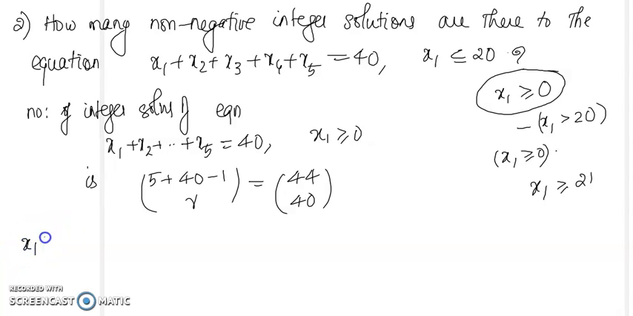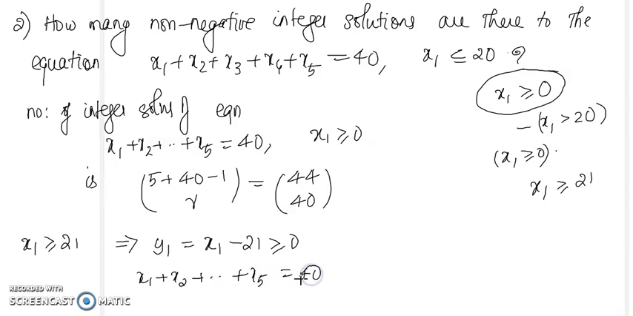Now x1 greater than or equal to 21 implies y1 equal to x1 minus 21 greater than or equal to 0. So you have x1 plus x2 plus etc. x5 equal to 40. So that implies, subtracting 21 on both sides, you will get y1 plus x2 plus etc. x5 equal to 40 minus 21, so that will be equal to 19.